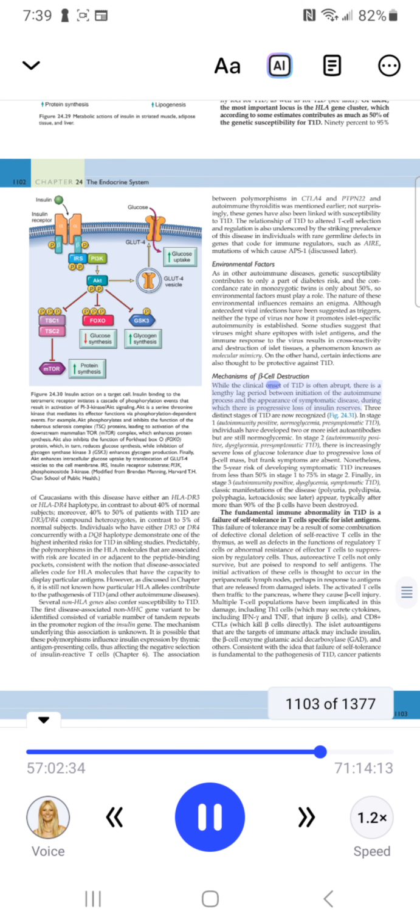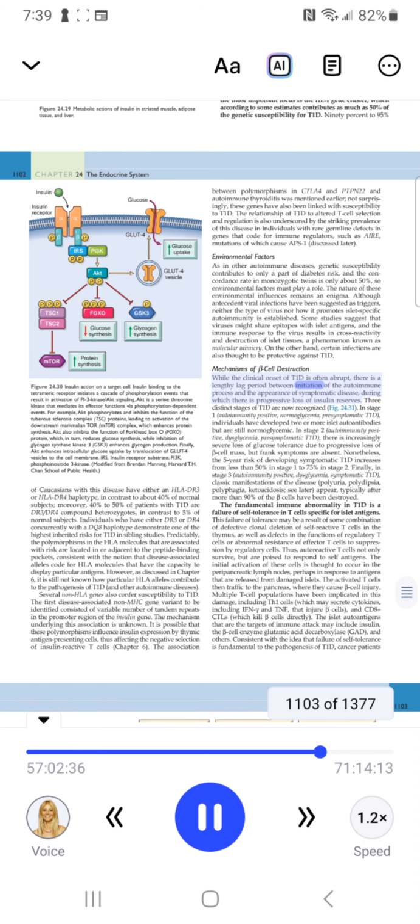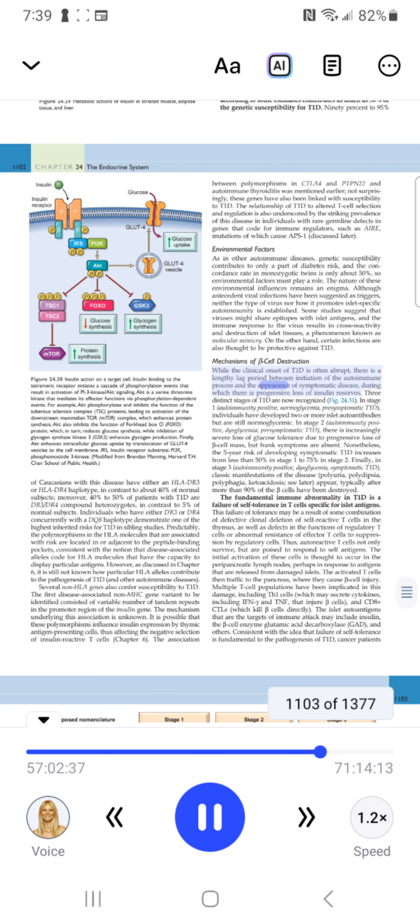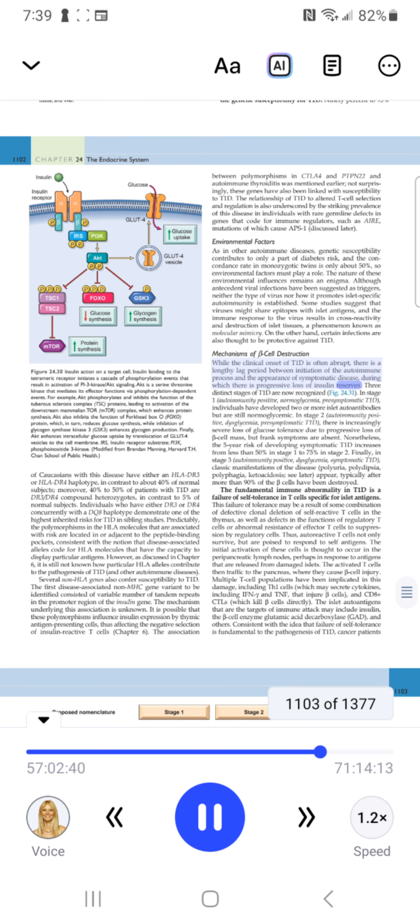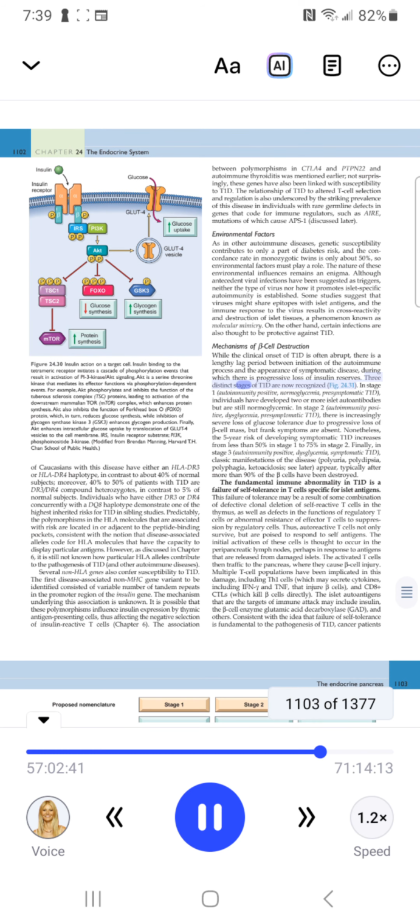Mechanisms of beta cell destruction. While the clinical onset of T1D is often abrupt, there is a lengthy lag period between initiation of the autoimmune process and the appearance of symptomatic disease, during which there is progressive loss of insulin reserves. Three distinct stages of T1D are now recognized, Figure 24-31.